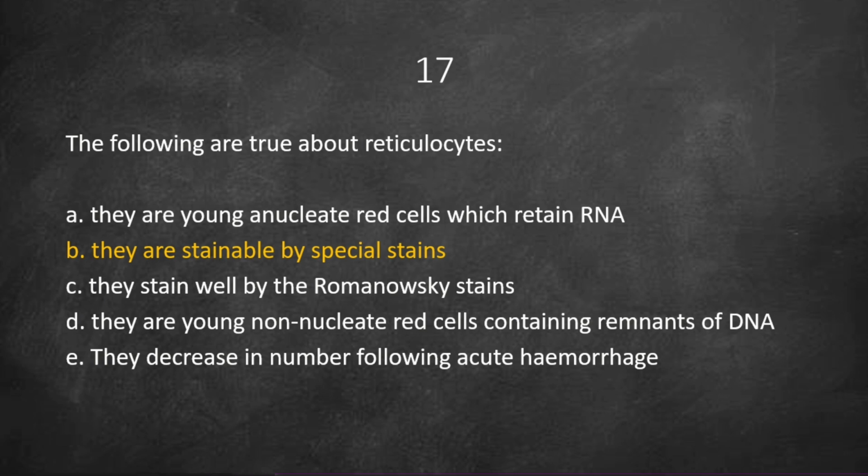Then D says that they are young non-nucleated red cells containing remnants of DNA. So this one too is incorrect. They do not contain DNA, but they retain their RNA. Okay. Then they decrease in number following acute hemorrhage. This statement too is incorrect because following acute hemorrhage, reticulocytes actually increase as the bone marrow responds to the loss of red blood cells. So that's what actually happens.